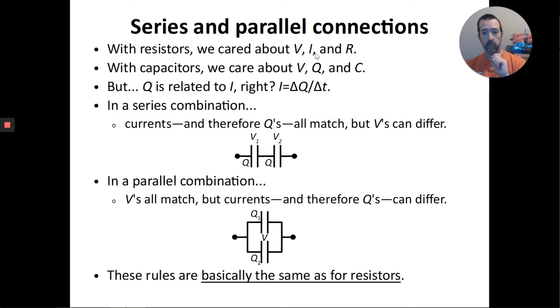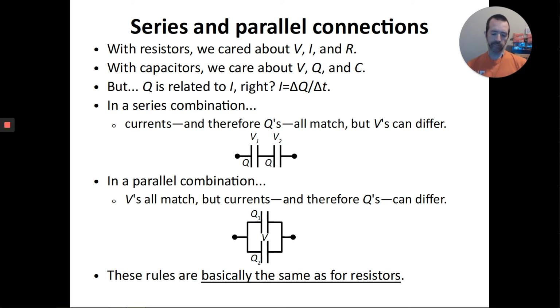But I want to remind you that Q and I are related to each other. I, when we originally defined it way back when, was delta Q over delta T. It's the rate of flow of charge, or the rate of change of charge when it comes to a capacitor. So they're related to each other. The Q on a capacitor, the charge that it's got, is based on the historical record of the current flowing in or out of that capacitor. If a lot of current has flowed in, then you're going to have a lot of Q. If that current flows out, then Q is going to go down, and so on.